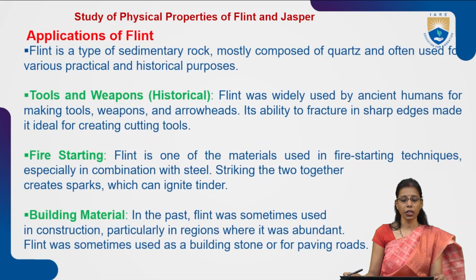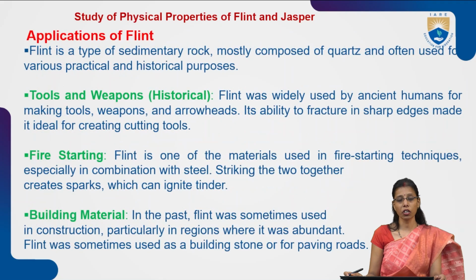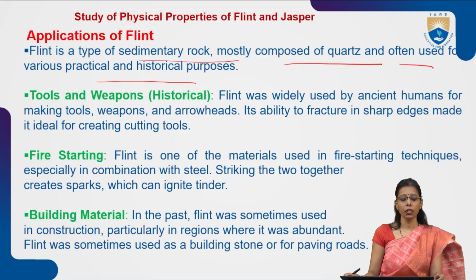Now, applications of flint. Let us understand the applications, as it is applicable in industry and in the construction industry. Flint is a type of sedimentary rock, mostly composed of quartz. Quartz is a mineral present in this kind of sedimentary rock, and flint was often used for various practical and historical purposes. Here we have tools and weapons, historical. Flint was widely used by ancient humans.